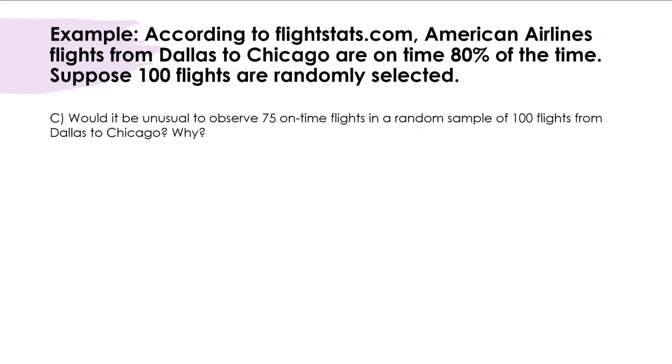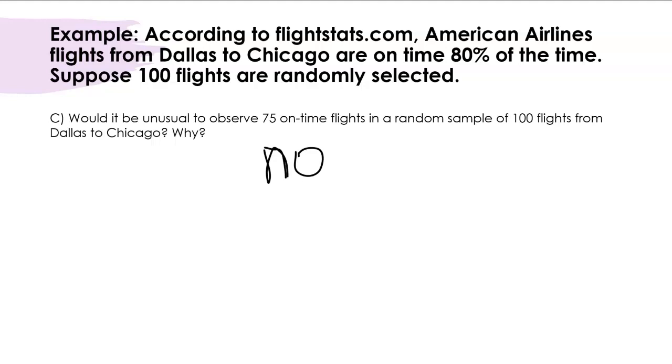Would it be unusual to observe 75? So no, it would not be unusual. And that's because it falls within 3 standard deviations of the mean. Another way you could do that is find the probability of 75 and see if it is close to 0, which we've done before in the past when determining if something is unusual. Remember, the closer the probability is to 0, the more unusual it is.